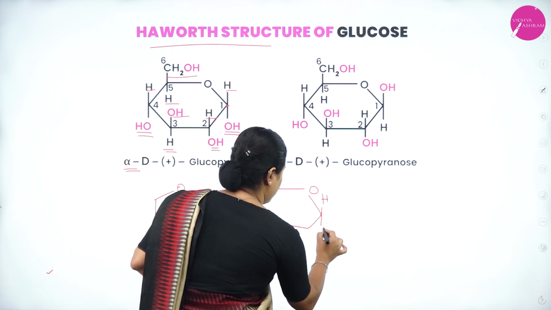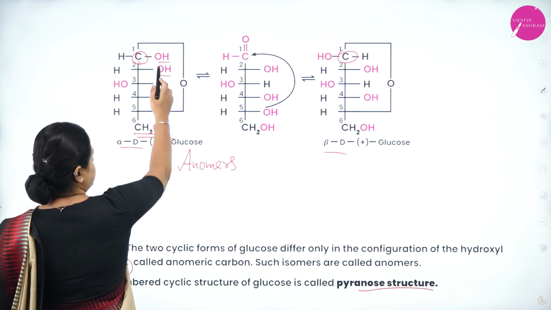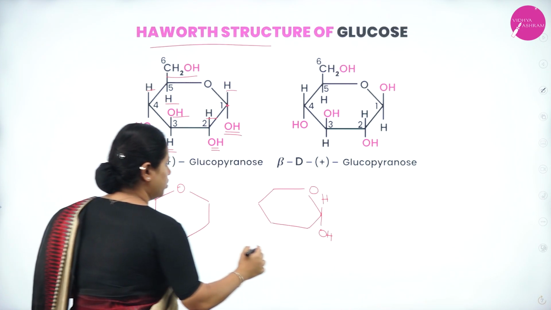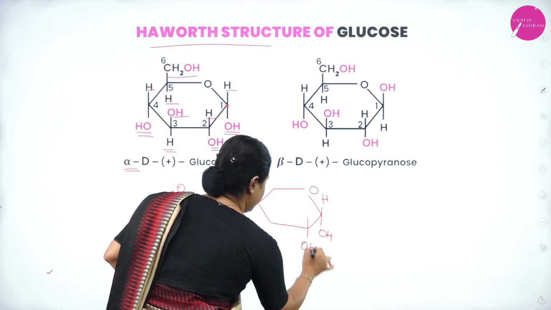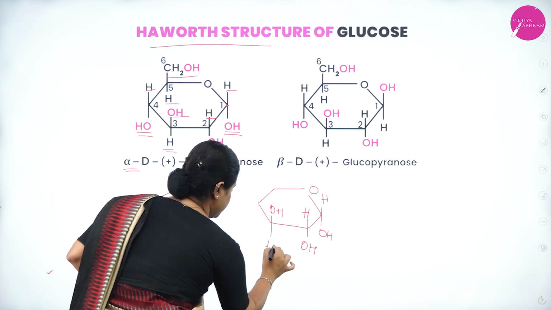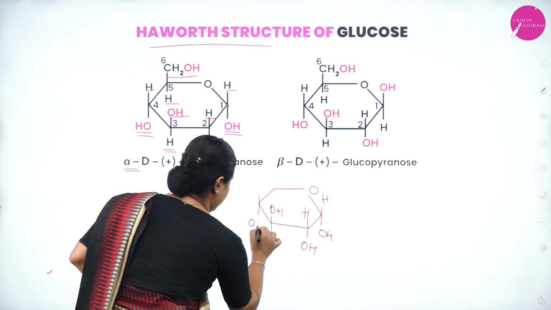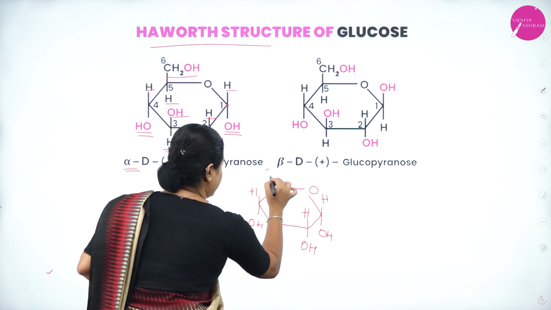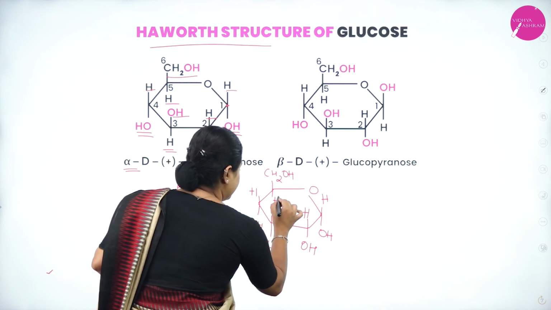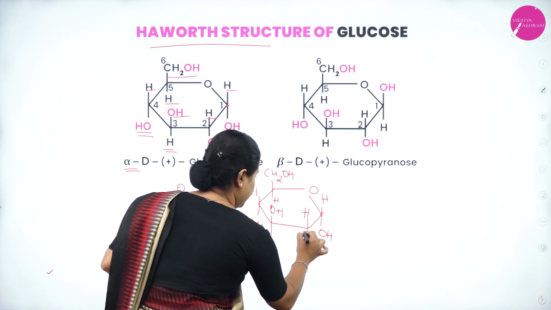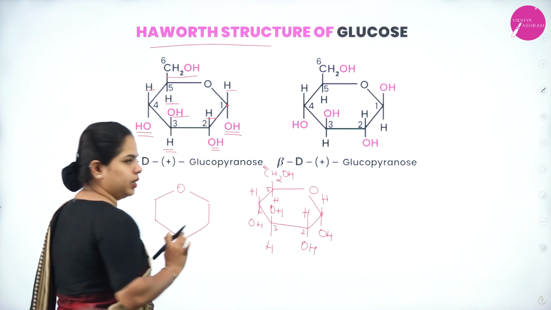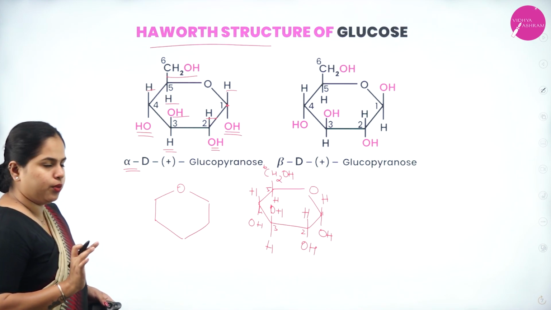You have H and OH from the first carbon atom, OH below. The second carbon atom also has OH below, so I'm going to write that. On the third carbon atom you have OH on the top and H below. Fourth carbon atom again you have OH below and H. And on the last you have the sixth carbon atom, which is your alcohol, and the hydrogen atom. So this is the first carbon atom, second, third, fourth, fifth, and this is your sixth carbon atom. Clear? So this is how you mention.